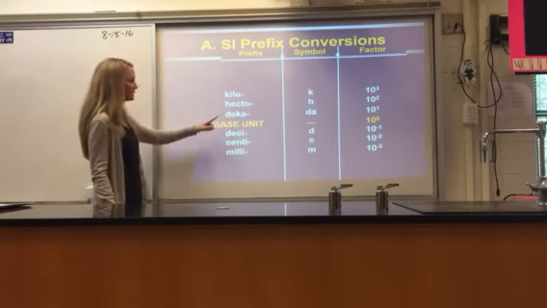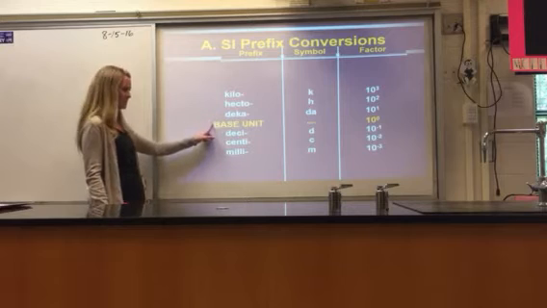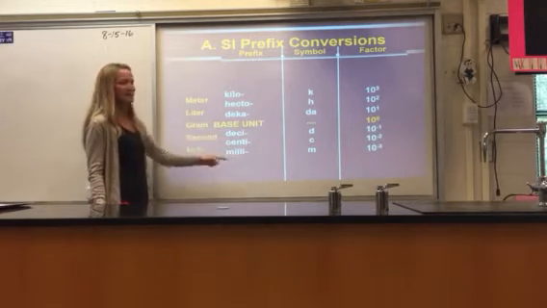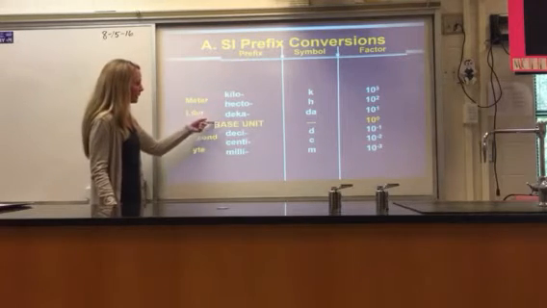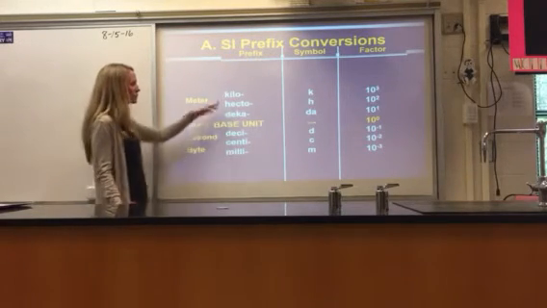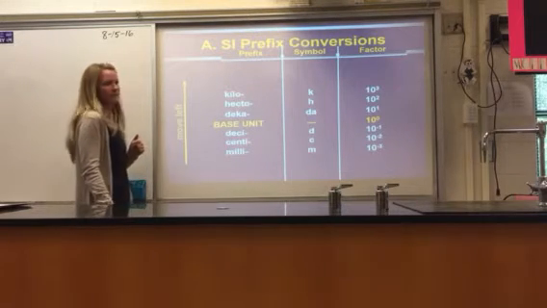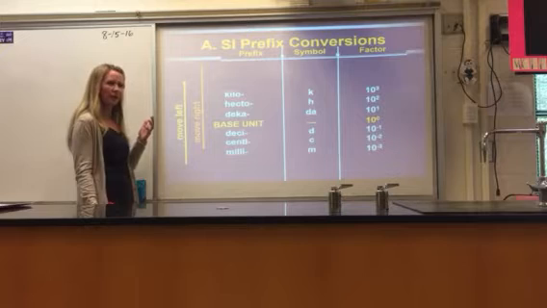Okay, these are the prefixes in the metric system you've probably learned in the past. Kilo, hecto, deca, base unit, meters, liters, grams, seconds, bytes, deci, centi, and milli. King Henry died by drinking chocolate milk. You've probably learned those before, and to move each one of these places, you just move the decimal one place, either to the left or to the right. It's kind of probably how you learned it.